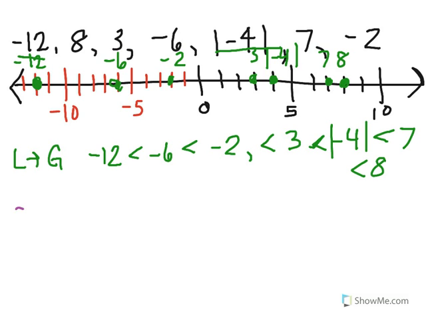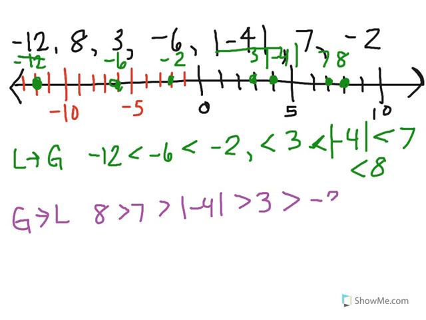And if I want to go from greatest to least, I start out with the largest number, which is 8, and that is larger than 7, which is larger than the absolute value of negative 4, which is larger than 3, then negative 2, negative 6, and negative 12.